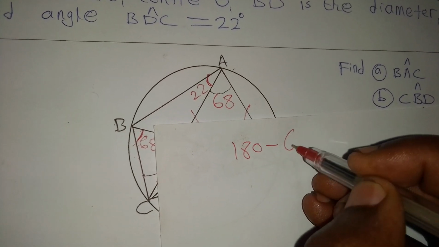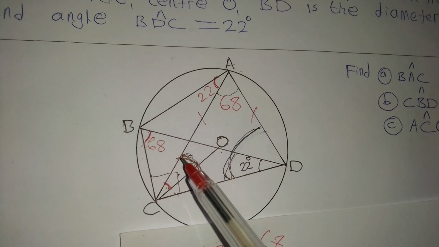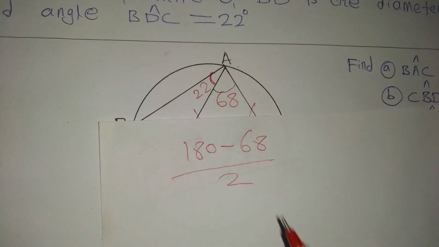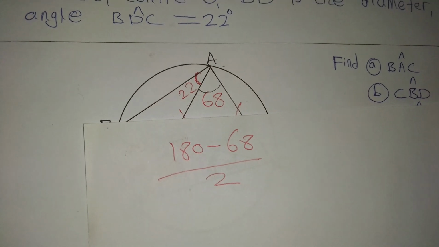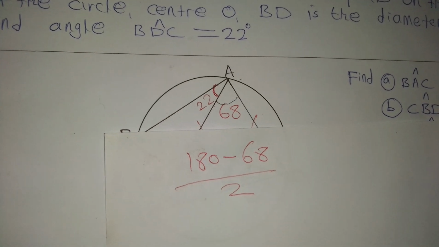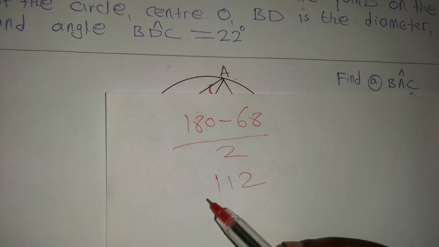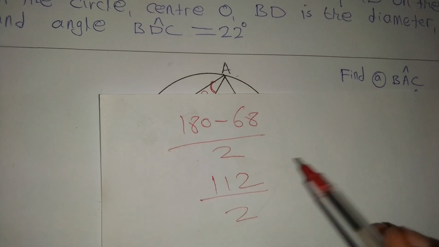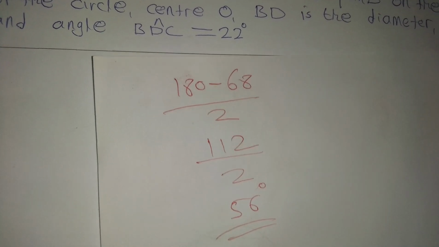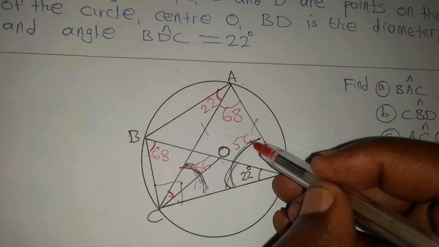We're going to say 180 take away 68, then divide by 2. Why divide by 2? Because the angle which is here and this side are equal, they are two angles. So we say now 180 take away 68. So we have to calculate. 180 minus 68 will get 112. Then 112 we divide by 2, so 112 divided by 2 gives 56 degrees. So this side there is 56 degrees, also here there is 56 degrees.